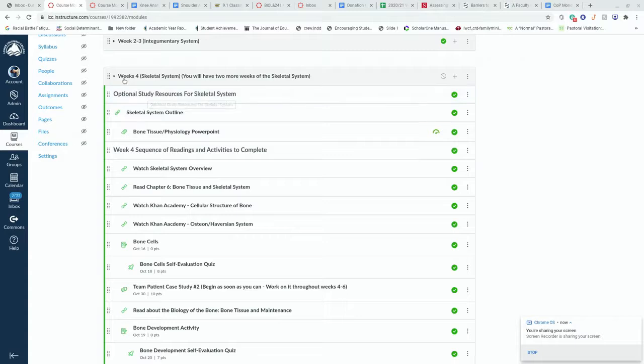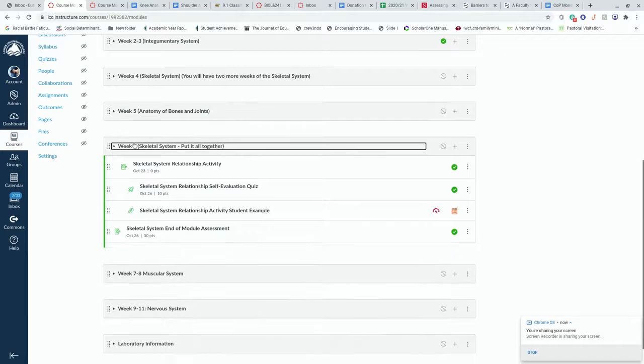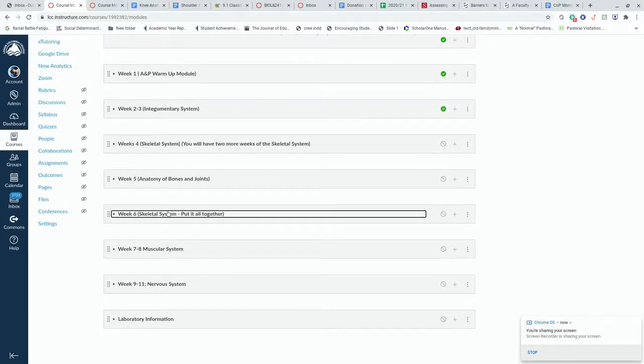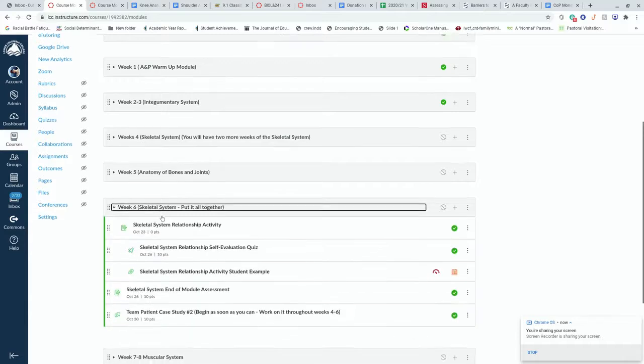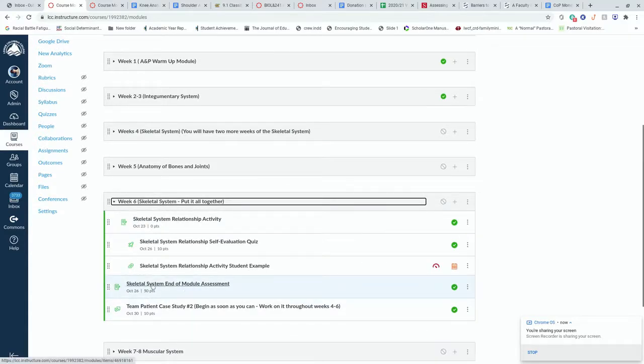I've taken the skeletal system and divided it up into 3 different weeks. I used to have one long module, but I decided to make 3 different modules. You'll see I'll have them all published this week, and weeks 4, 5, and 6 are all skeletal system. Week 4 will lay the foundation. Week 5 dives deeper into some lab work and joints and bone identification. And week 6 helps put everything together. So make sure you stay focused on those. Your end of module assessment won't be till week 6.